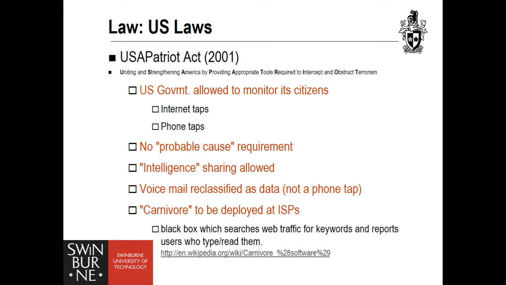For US law, the USA PATRIOT Act 2001. PATRIOT means Uniting and Strengthening America by Providing Appropriate Tools Required to Intercept and Obstruct Terrorism. So this is the law from the US. The US government is allowed to monitor its citizens, such as internet taps and phone taps. There is no probable cause requirement. Intelligence sharing allowed. Voice may be classified as data. Carnivore to be deployed at ISPs.